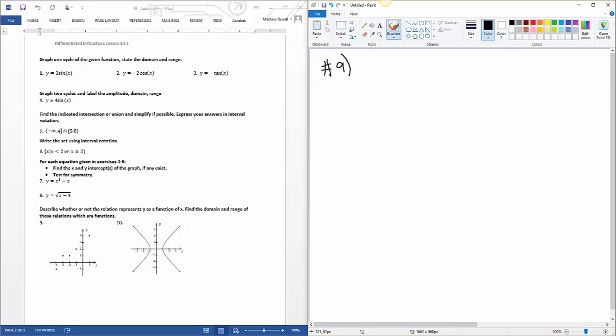Number 9, it says describe if it's going to be a function. Well, if you look at this, because it's going to fail the vertical line test here, right, the points overlap, it's not a function.